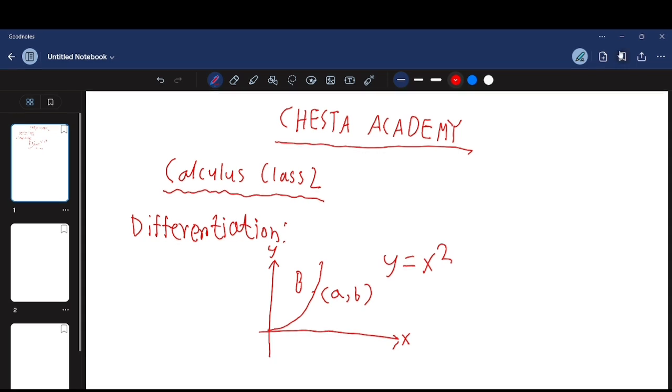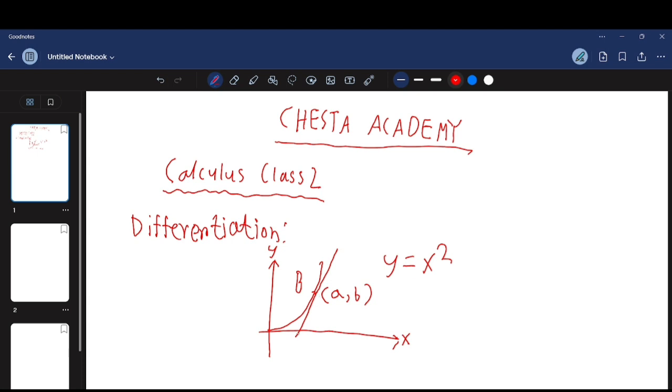So when you find the derivative of this equation at point B, you are actually finding the gradient of the tangent at point B. What is the gradient? Let's say we have a tangent at B. So you're finding the gradient of this tangent. How do you find the gradient of the tangent? By finding delta y by delta x, the change in y by the change in x.